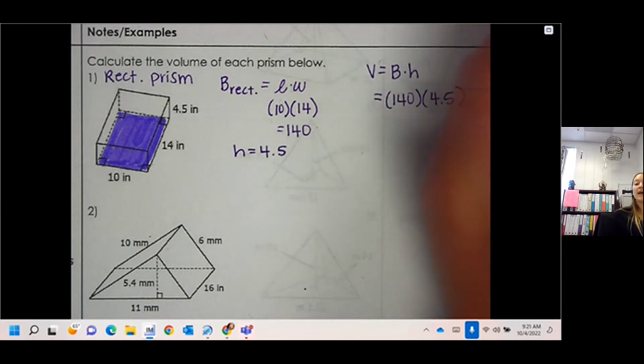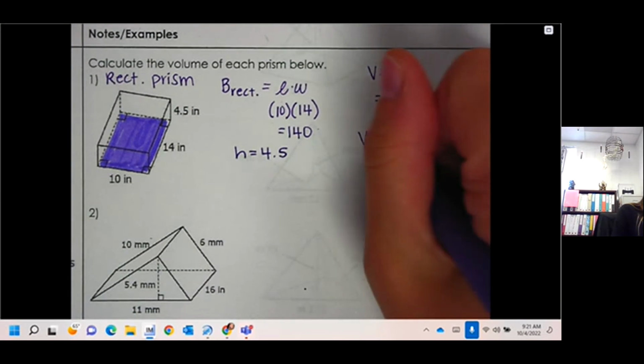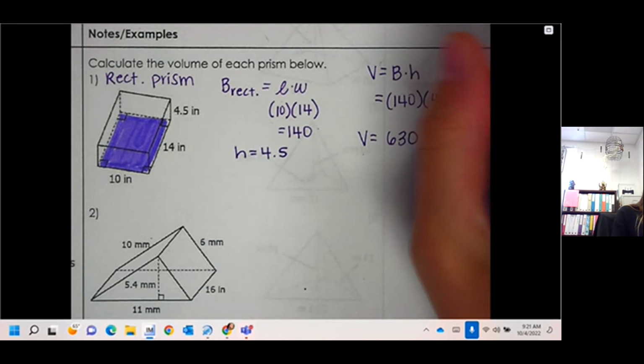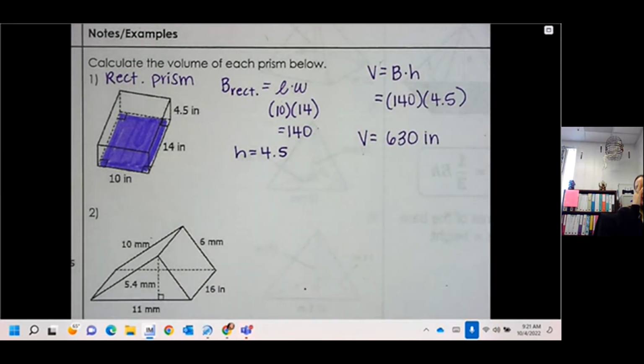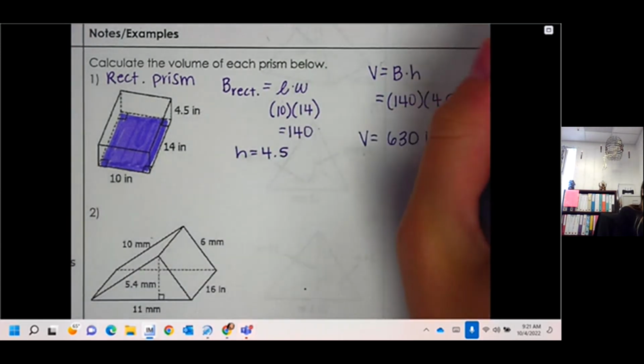Okay, so area of the base was 140. Multiply that times 4.5. My total volume is 630. And now when I label it, I need to label it as inches, but because it's volume, you're multiplying three of them together, inches times inches times inches. So this is inches cubed.